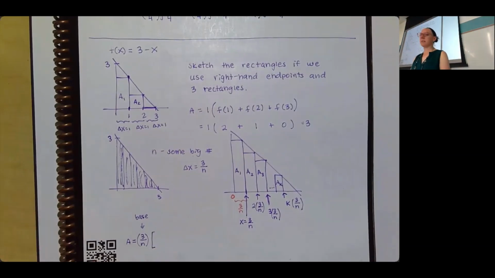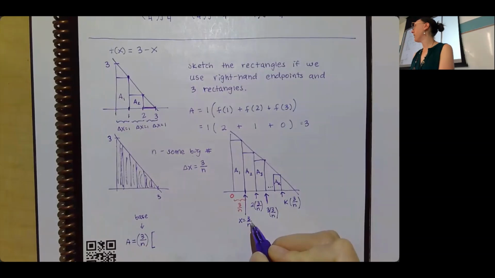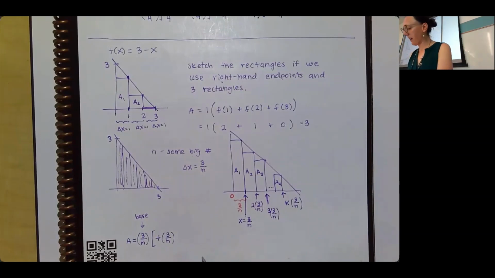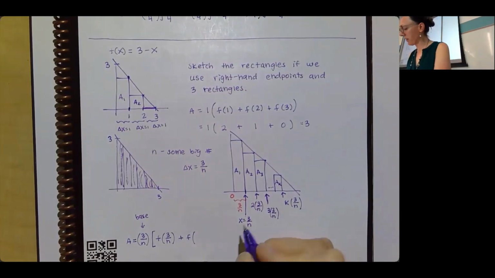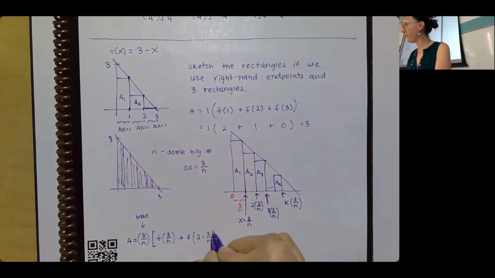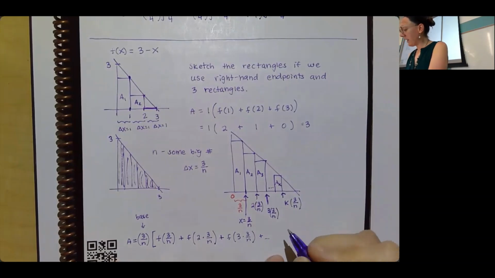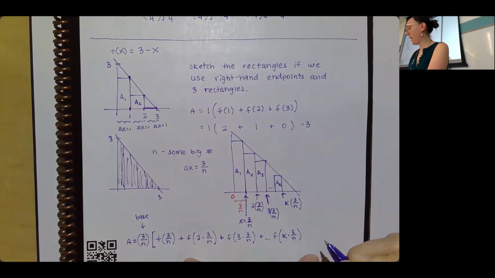And then when I start to do the heights, if I'm doing the right-hand endpoints, then that first height that I plug in is the 3/n. So I've got my function, and I'm going to plug 3/n into it. And then the next one, I'm going to plug 2 times 3/n into it. And then my next one, I'm going to plug 3 times 3/n into it. And I'm going to keep doing that. Somewhere along the way, I'm going to have that kth rectangle, and I'm going to have k times 3/n into it. And I'm going to keep going.